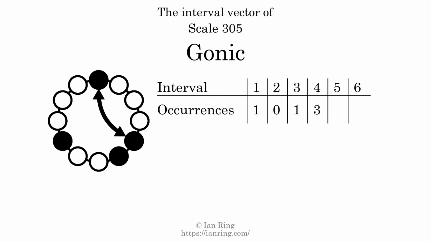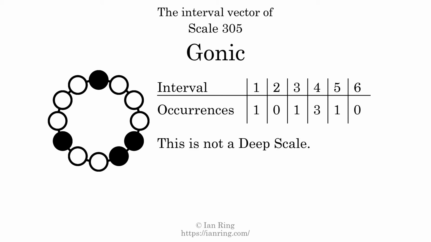They are here, here, and here. There is one interval with a size of 5 semitones. It is here. There are no intervals with a size of 6 semitones. Each interval does not appear in this scale a unique number of times, so this is not a deep scale.